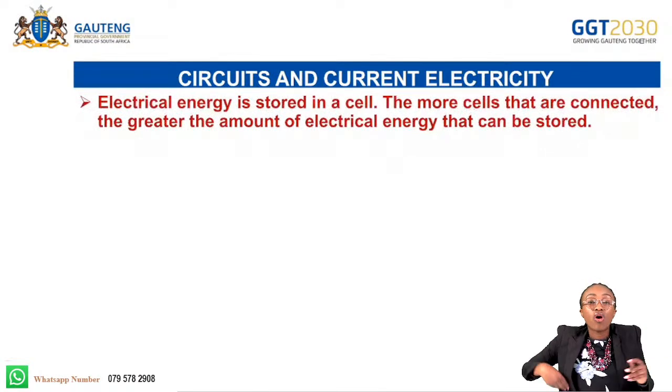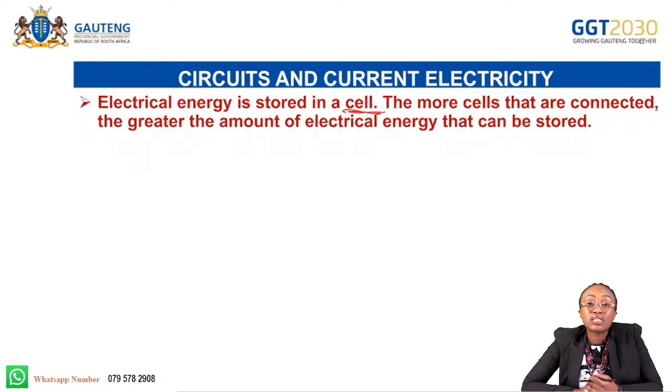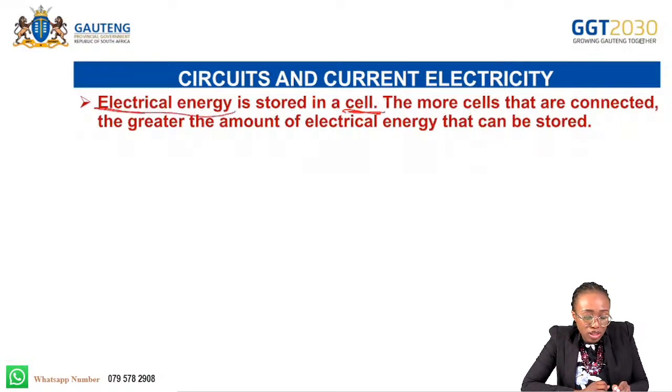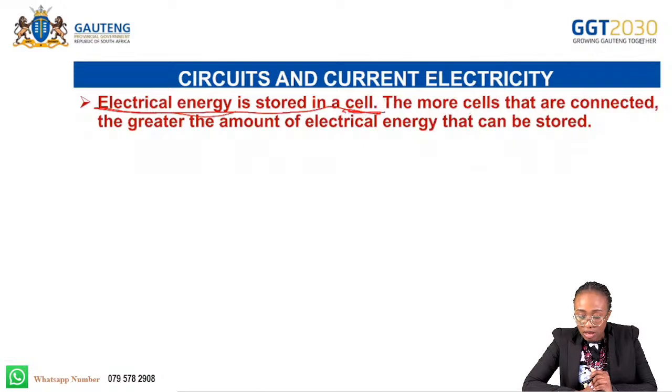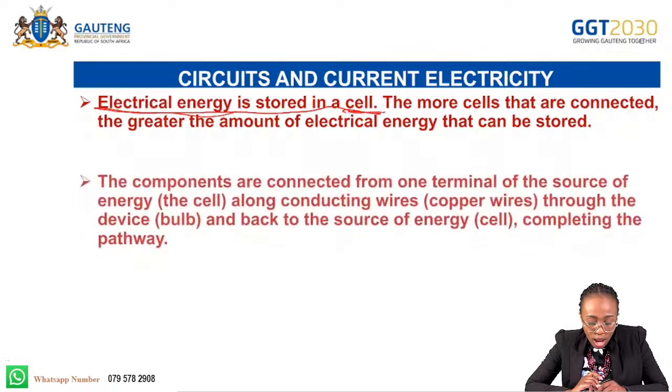We know the components of a simple circuit where we have a cell. What is the function of the cell? Electrical energy is stored within the cell. But the more cells that are connected, the greater the electrical energy that can be stored. So if we add another cell to one cell, and we add a third cell, then we have a greater amount of electrical energy that we are able to store. So 3 or 4 cells are definitely better than 1.